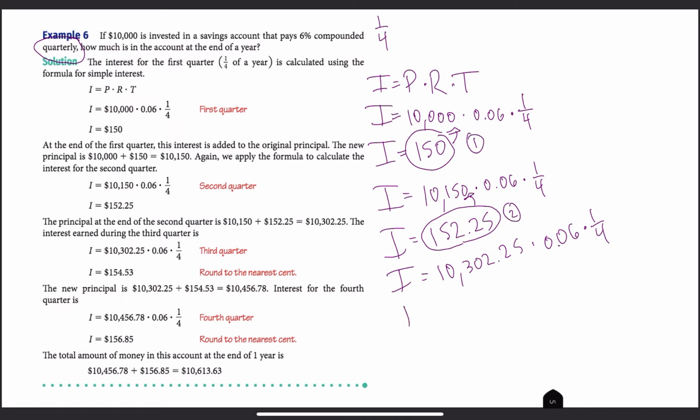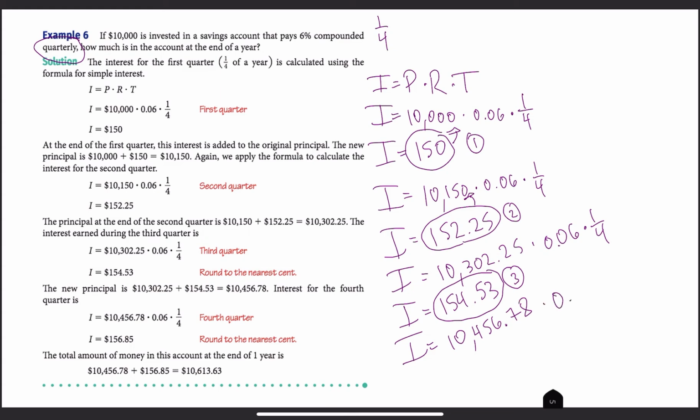Now we're calculating the third quarter. $154.53 when I multiply all those. And it's getting a little bit bigger every quarter. Not a lot bigger, but a little bit bigger. So there's the third quarter. Now let's calculate the fourth quarter. So when I add this to the previous amount, I get $10,456.78.